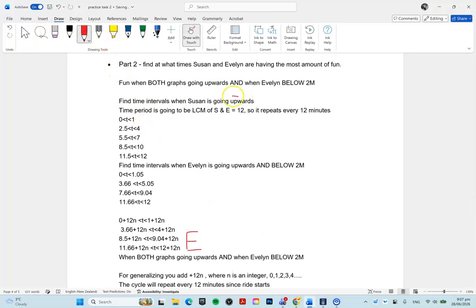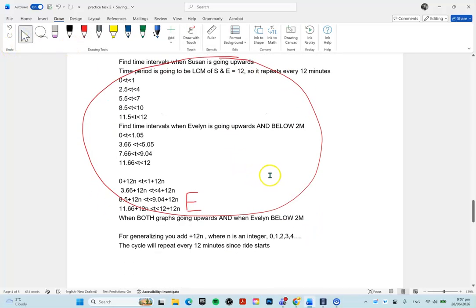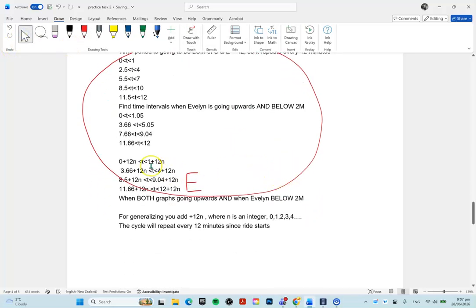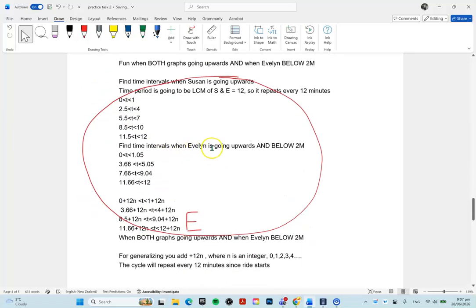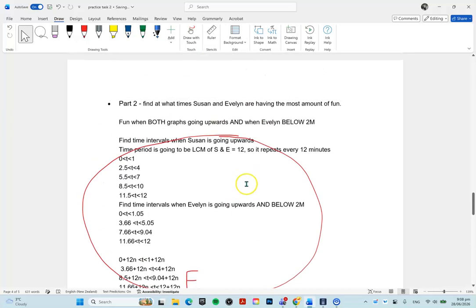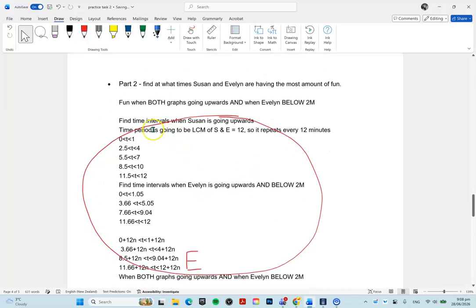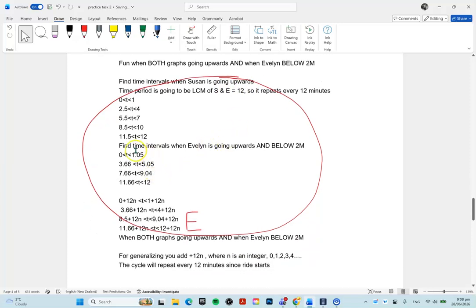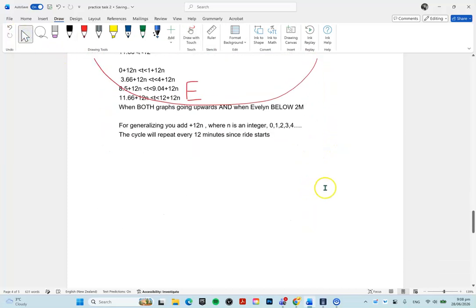So all of this needs to be correct, or else you're going to get a holistic merit. Because if you can get this correctly, but you get your merit wrong, you will be downgraded to a merit. For merit, you need to find at least one time interval when Susan is going upwards, and one time interval when Evelyn is going upwards and below 2 meters. So basically, both of these two is a merit, okay? And that is it. That is this whole paper done.